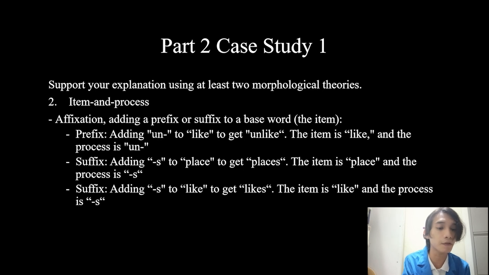Affixation is adding a prefix or suffix to a base word, the item. The first is prefix, adding "un" to like, to get unlike. The item is like, and the process is "un." Then the second one is suffix, adding "s" to place, to get places. The item is place, and the process is "s." And the last one, suffix, adding "s" to like, to get likes. The item is like, and the process is "s."